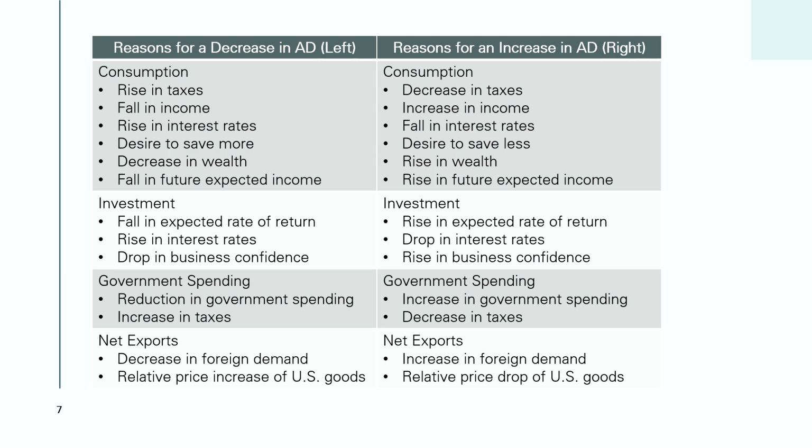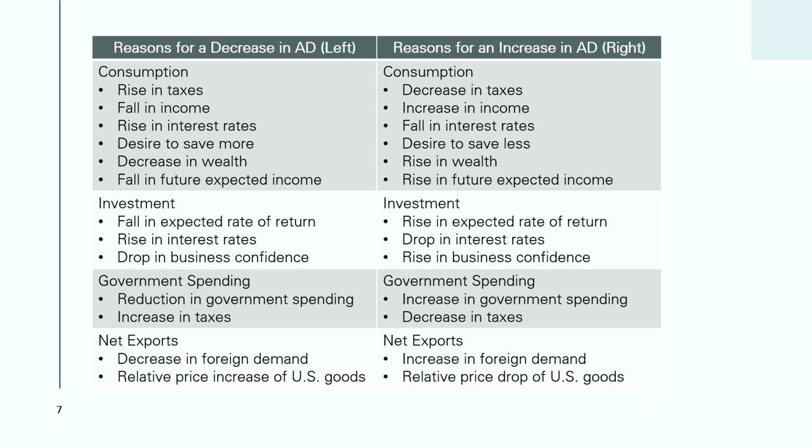This table shows the main reasons why aggregate demand can either decrease or increase. On the left side are the situations that cause aggregate demand to fall, things that reduce spending in the economy. These include higher taxes, lower income, higher interest rates, reduced confidence, and lower foreign demand. All of these make households, firms, or foreign buyers spend less.